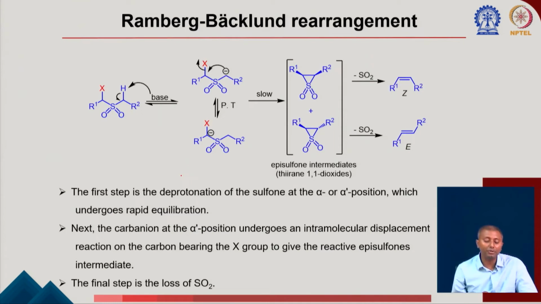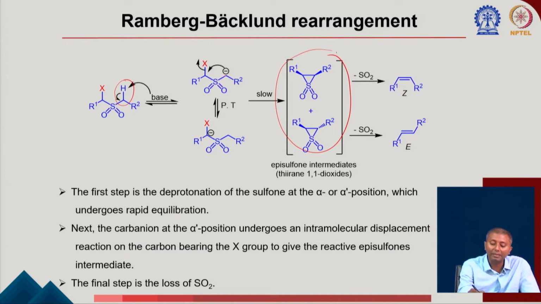So what is happening? The first step is again the abstraction of this proton by base to generate a carbanion. Now this anion can attack here, very similar to what we have seen in case of the Favorskii, to form this episulfone intermediate. Now what is happening? Once you are generating a carbanion here, okay. Now if you have a stabilizing group, if R2 becomes a stabilizing group here, then what is happening?